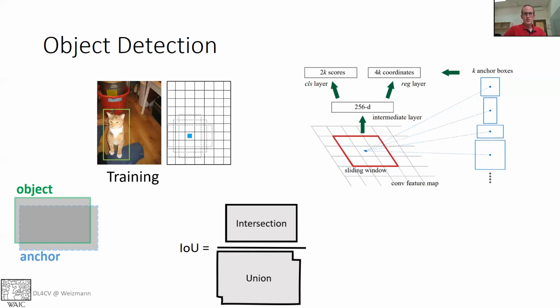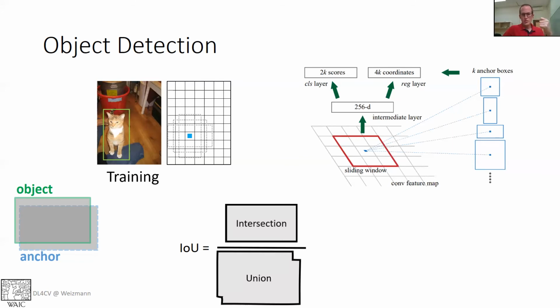But how do you know the object? This is all during training. Yes, this is during training. We know the objects, we know their location, we know everything there is to know. I'm not talking about inference here.